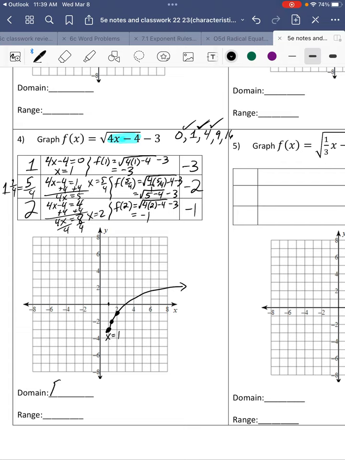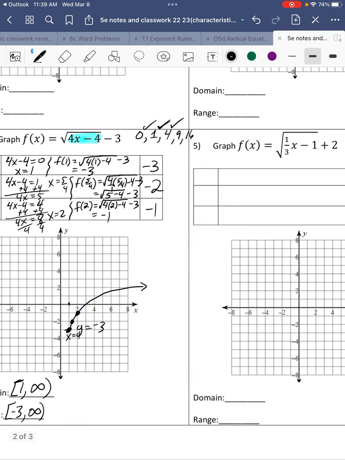Domain, x values start at 1. That's the x value here is at 1. So that's 1 to infinity. Our range starts at a y value of negative 3. Is our lowest y value. And it goes up to infinity. Keeps going up as you go along to infinity.